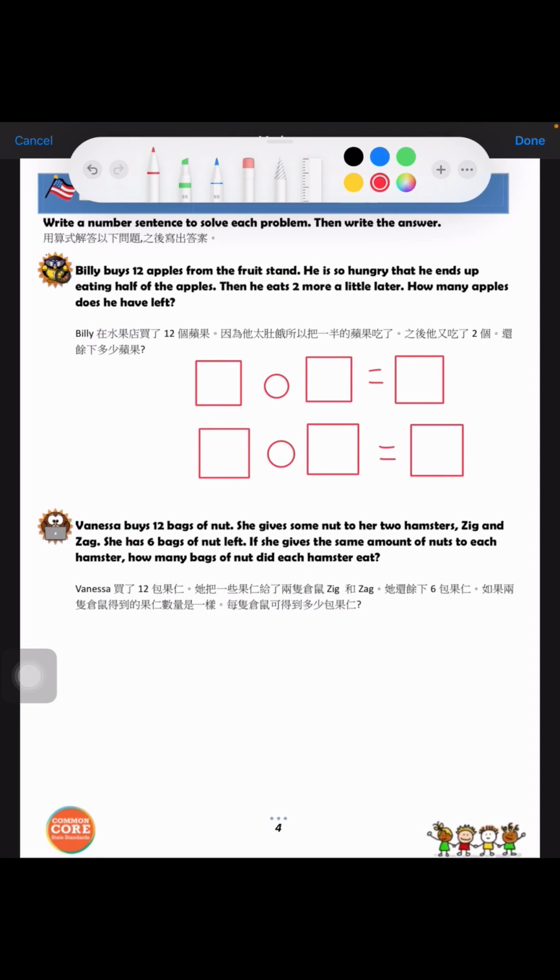Let's move on to the out question on page 4. Billy buys 12 apples from the fruit stand. He is so hungry that he ends up eating half of the apples. Then he eats 2 more a little later. How many apples does he have left?